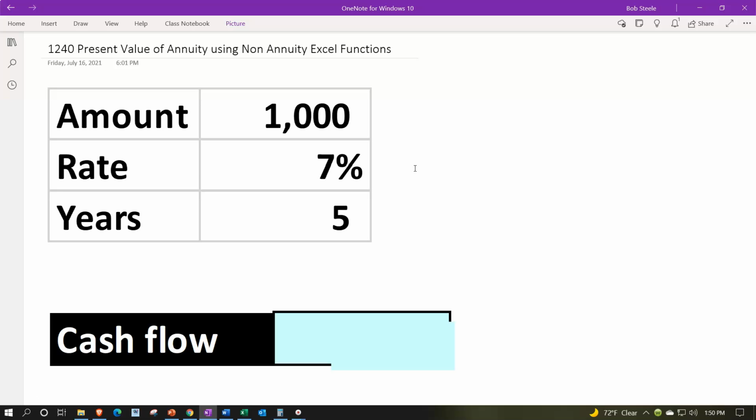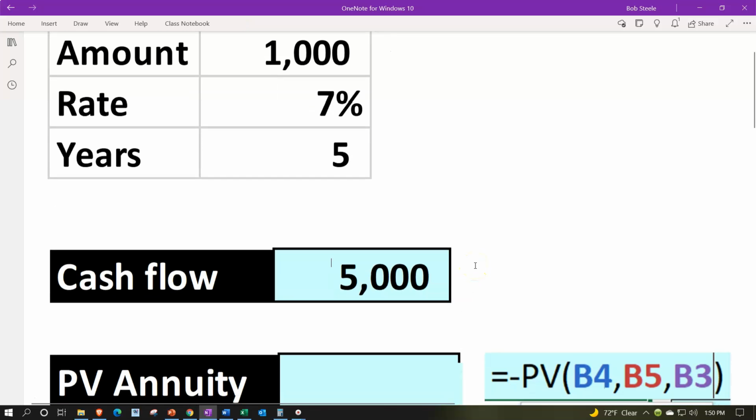We've got the amount of 1,000. We've got the rate of 7%. Years is going to be 5 years. Now, if we just look at the cash flow, that would be 1,000 times 5. We would be talking about 5,000 for the total cash flow.